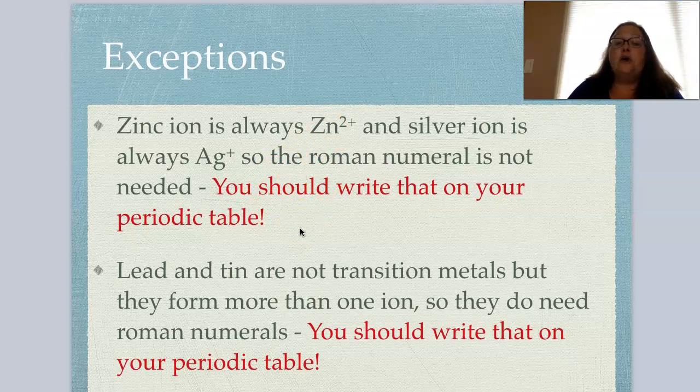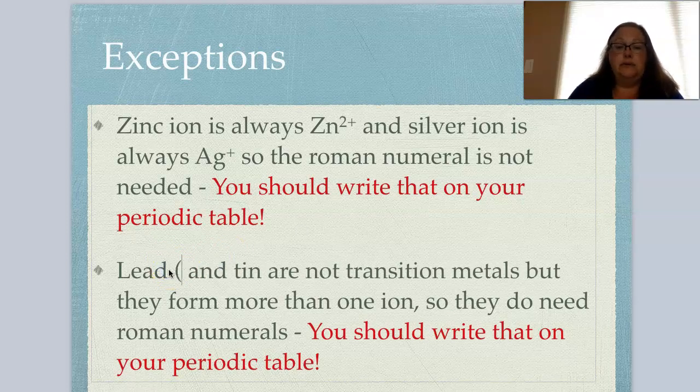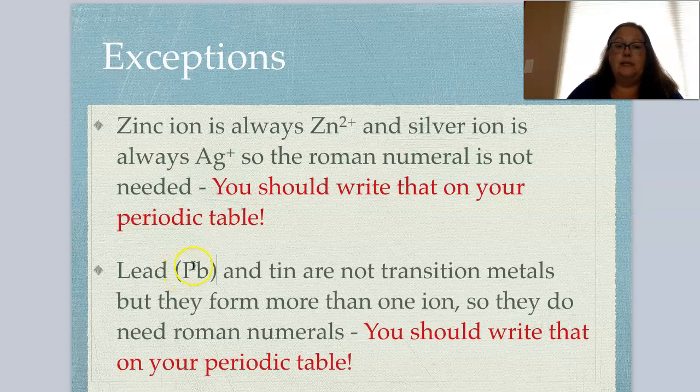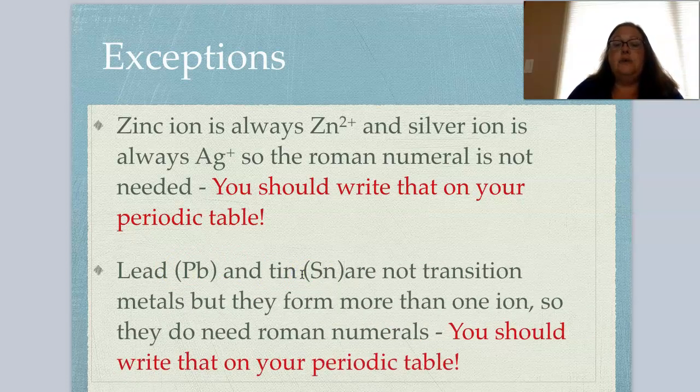Lead and tin are not transition metals, but they do form more than one ion, so you do need to write Roman numerals for those. Lead is Pb. I'm going to put those in there because they're not intuitive. Lead is Pb and tin is Sn. So you may want to make a little note on your periodic table for those as well, that you will need the Roman numerals.